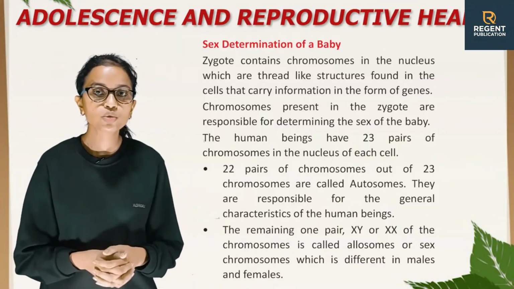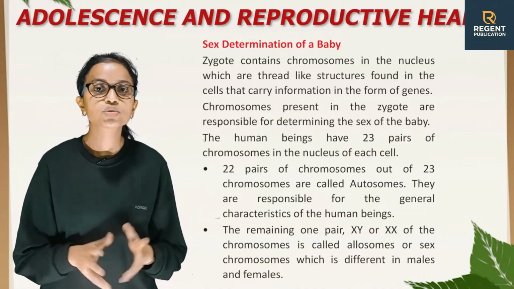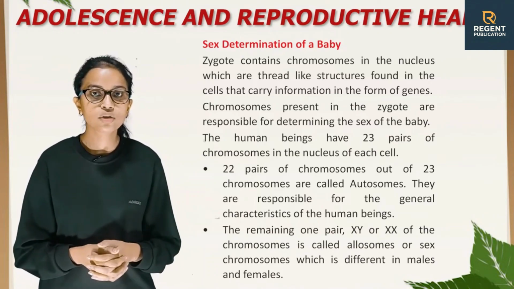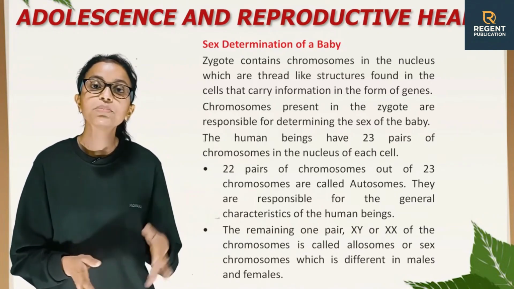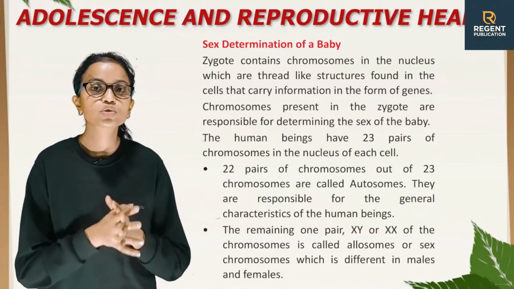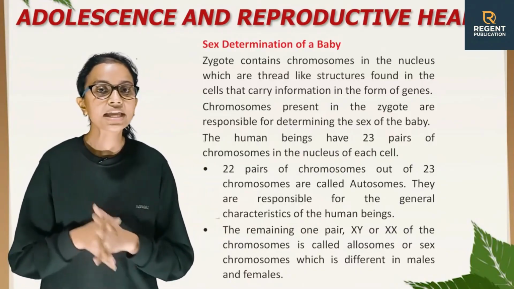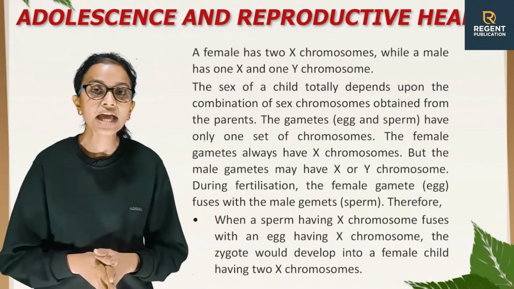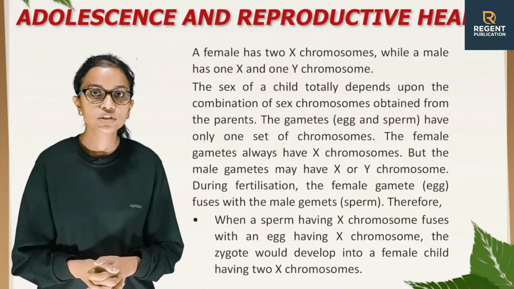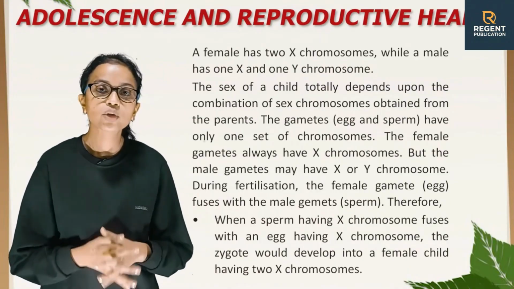22 pairs of chromosomes out of the 23 are called autosomes. They are responsible for the general characteristics of human beings. The remaining one pair, XY or XX, is called allosomes or sex chromosomes, which is different in males and females. A female has 2 X chromosomes while a male has 1 X and 1 Y chromosome.